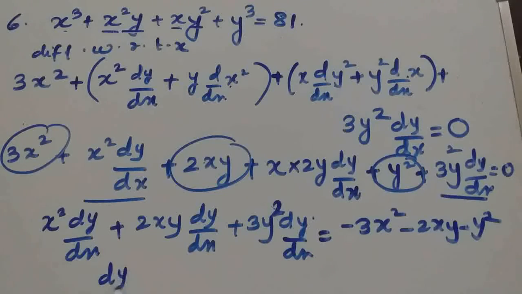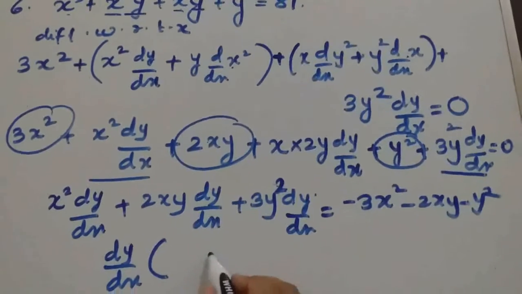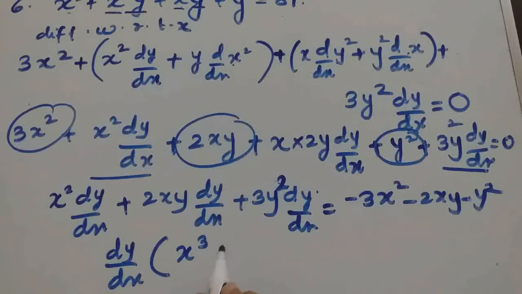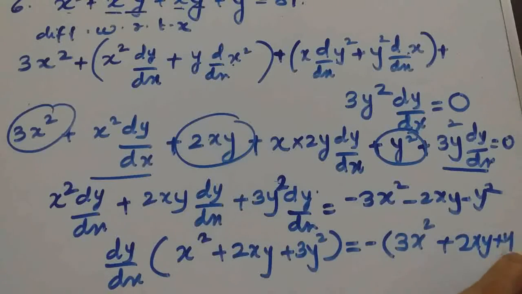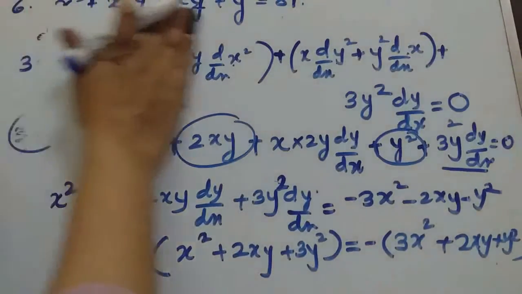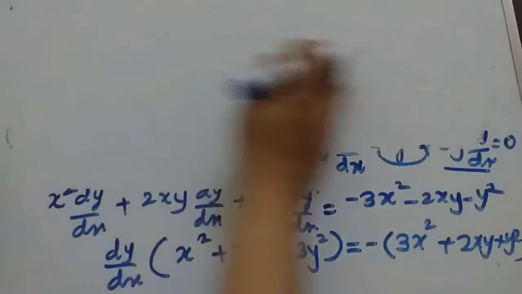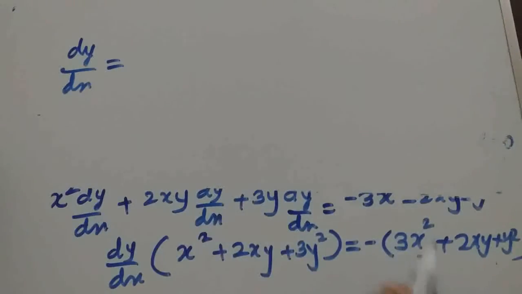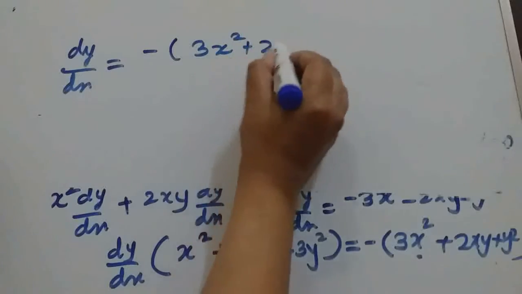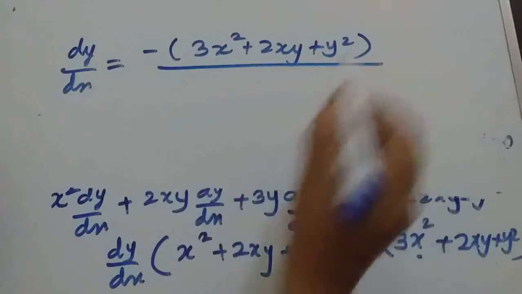Now we will take dy by dx common, so we'll get here x cube, sorry, this is x square plus 2xy plus 3y square, and at the other side minus we can take common. So what will be the final answer then? Final answer will be dy by dx is equal to this bracket divided by this one.